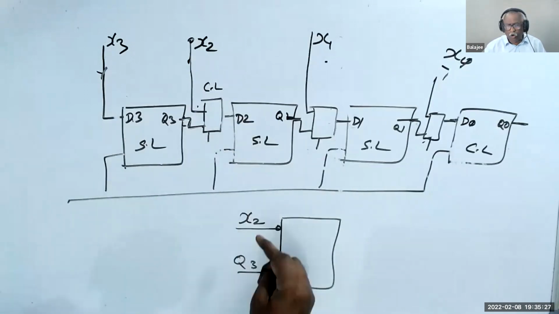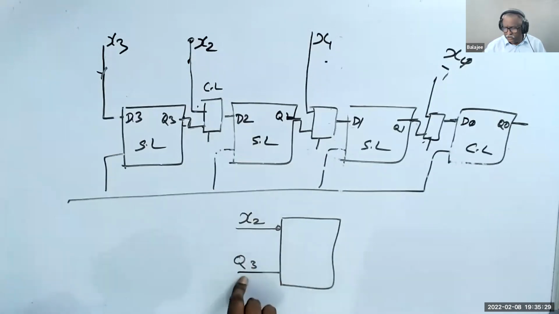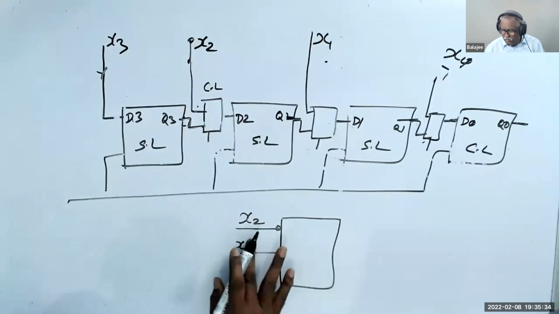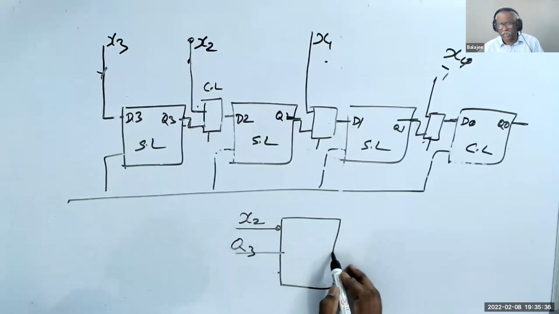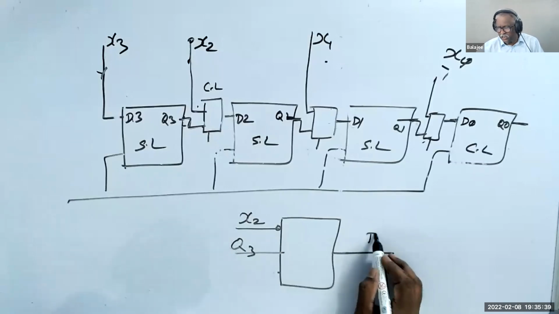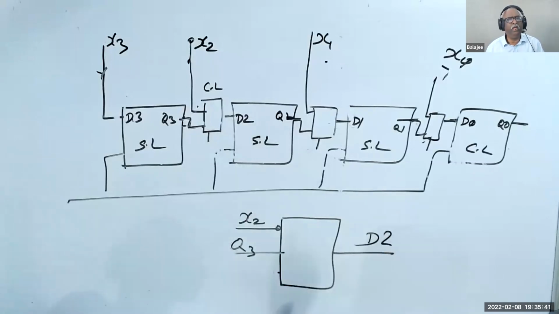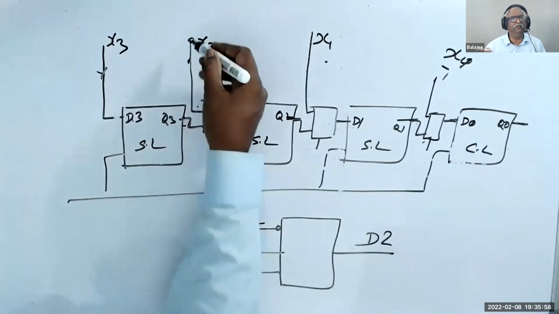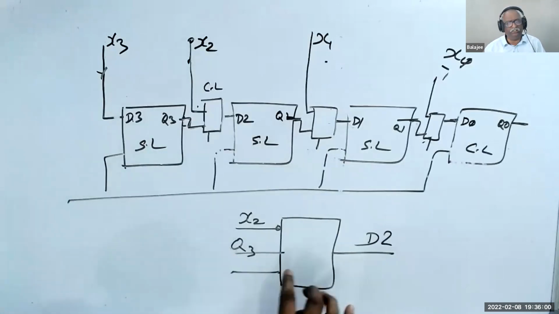Understand now? Q3 is coming and X2 is coming, but only one has to go output. I have only one output, that is D2. Am I right? I have one input called shift / parallel load. That means if it is 0, it will shift. If it is 1, it will load parallel. Then what is inside the logic?